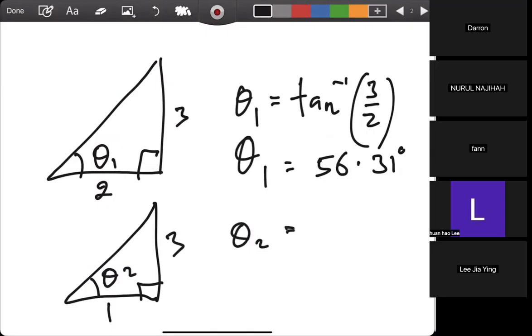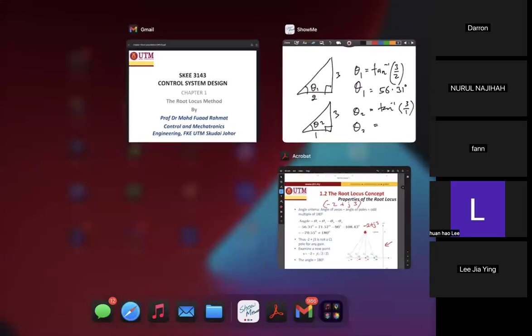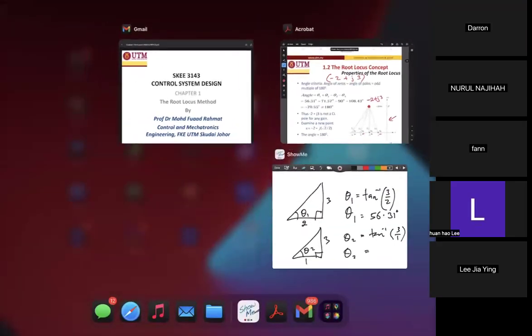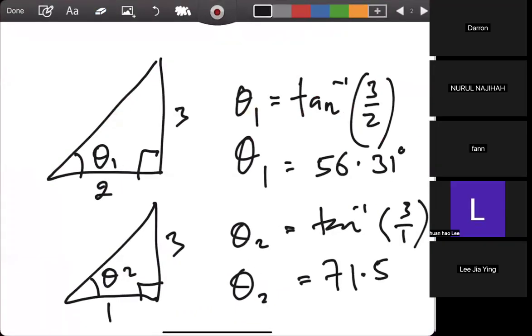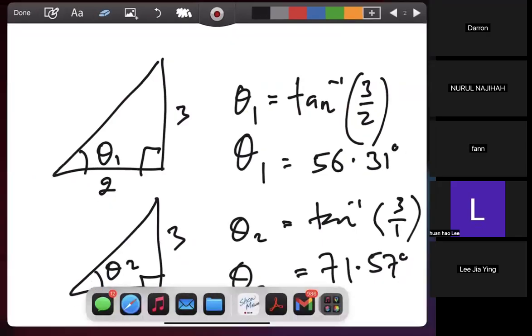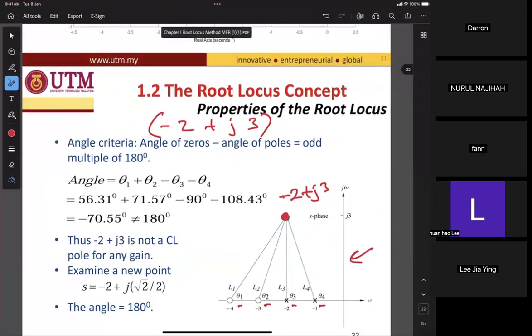Theta 2 equal to? Samuel? Yes, Prof. Arctangent. 71.57 degrees. Thank you. Then theta 3.